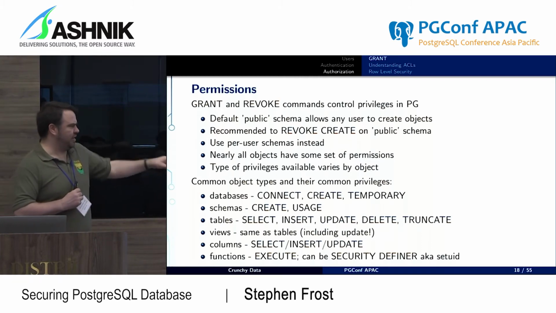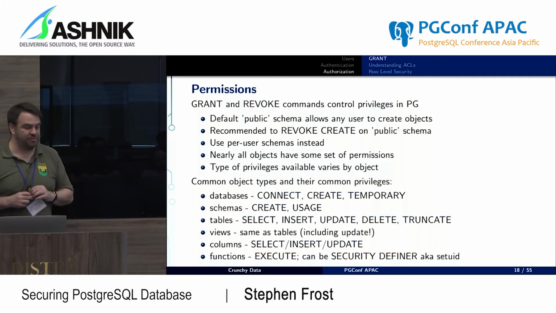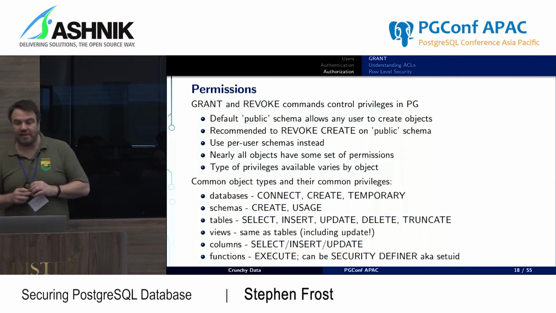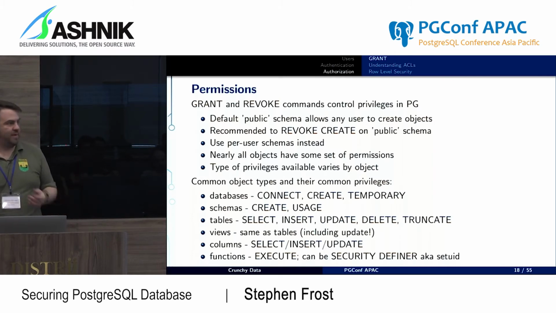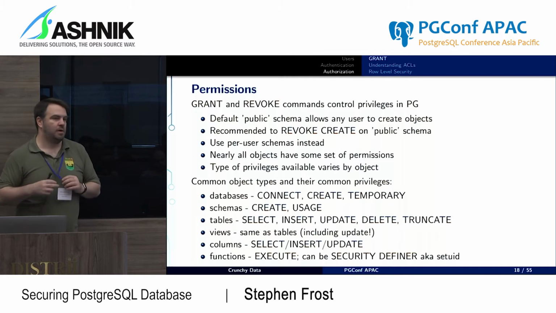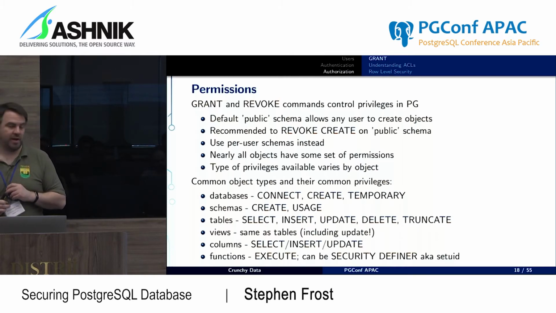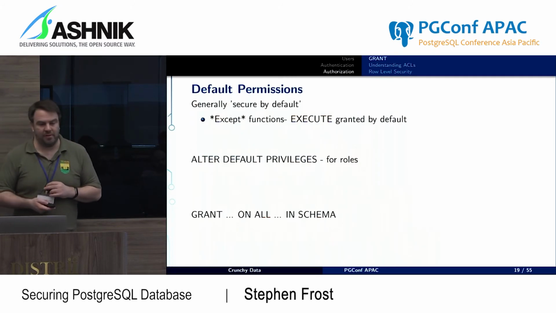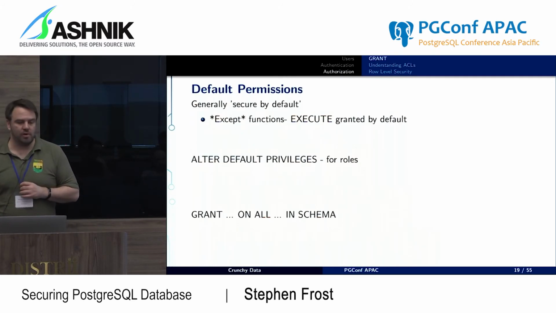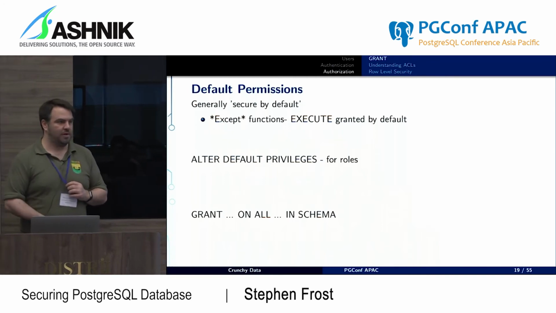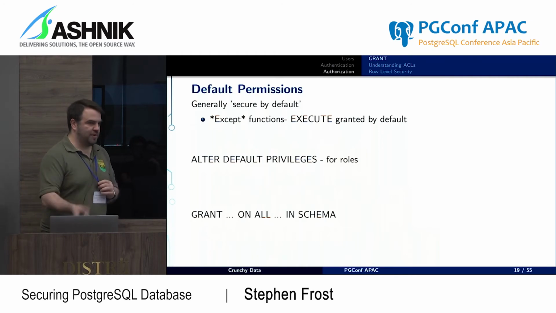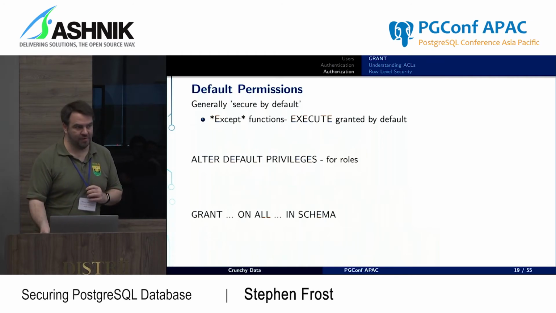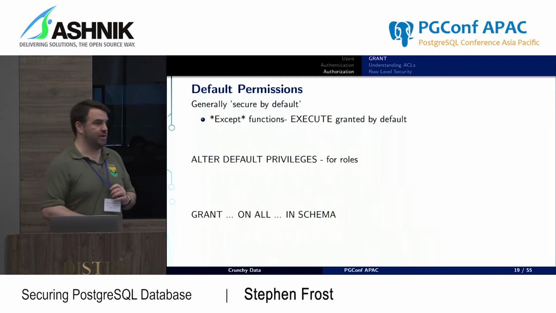One thing that you want to watch out for also, functions can be security definer. And what that means is that they're basically set UID. So if you have it be security definer, that means the function runs as the owner of the function, rather than running as the user calling the function. So let's talk a little bit about the default permissions. Generally, Postgres is secure by default. The big exception to this is execute for functions. Functions automatically have execute privileges granted to public as soon as they're created.